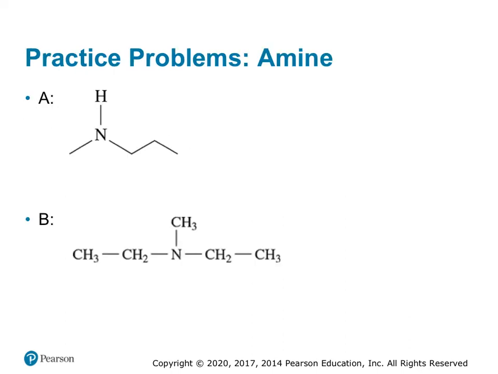Here we have a couple more. Looking at the line angle formula for the first one, I see one carbon here, so that's a methyl, and then I see 1, 2, 3 carbons, that's a propyl. So we would name this methylpropylamine.